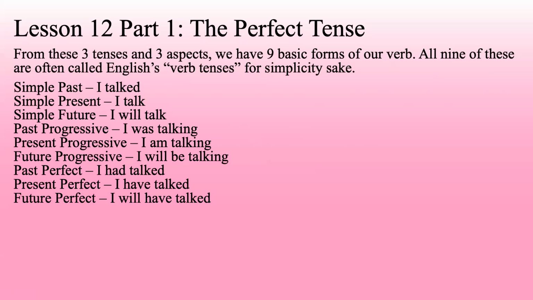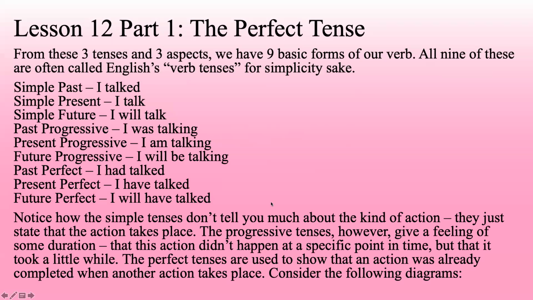Past perfect, I had talked. Present perfect, I have talked. Future perfect, I will have talked. For right now, we're going to be concerned with this present perfect form. And as soon as we learn the pluperfect in a couple lessons from now, we'll be looking at the past perfect form. Now notice how the simple tenses don't tell you much about the action.